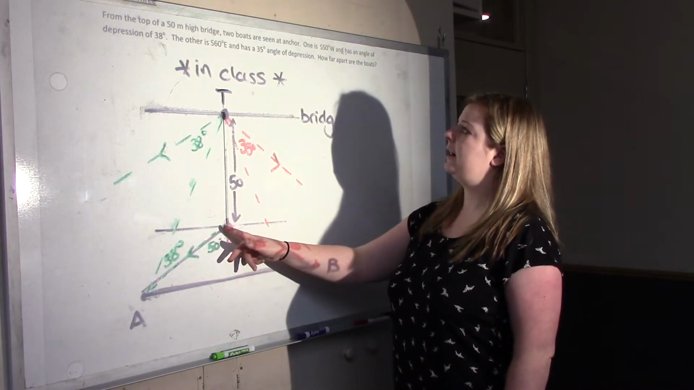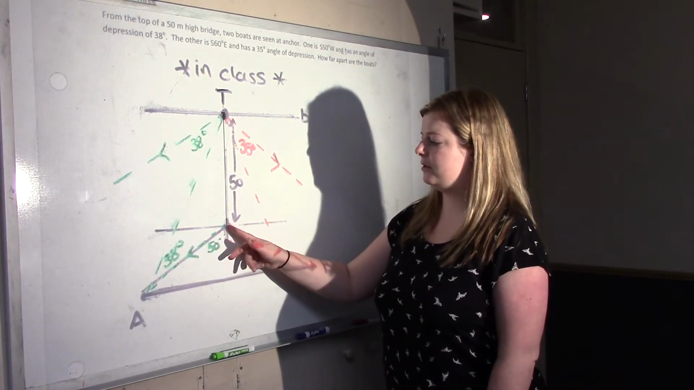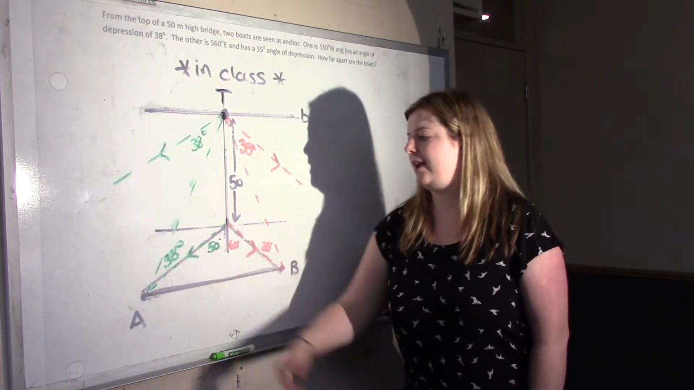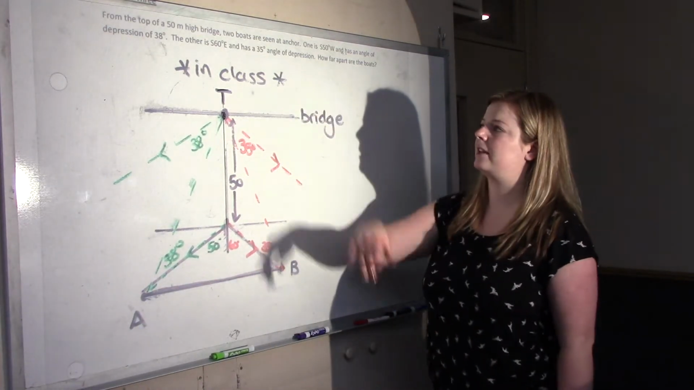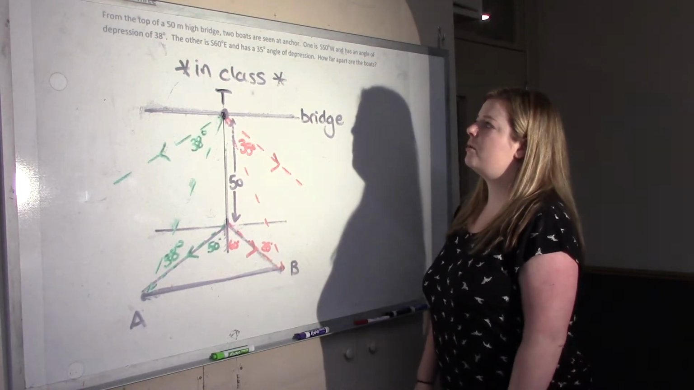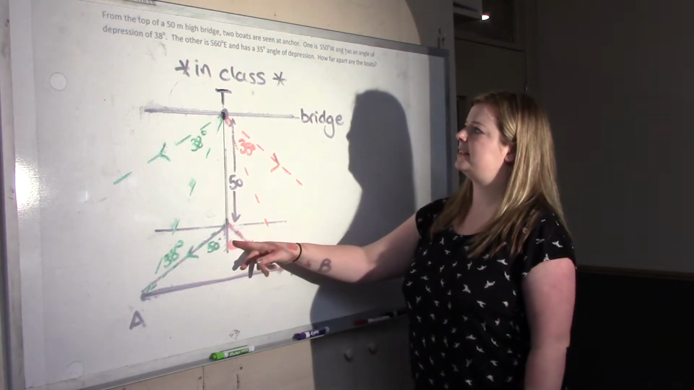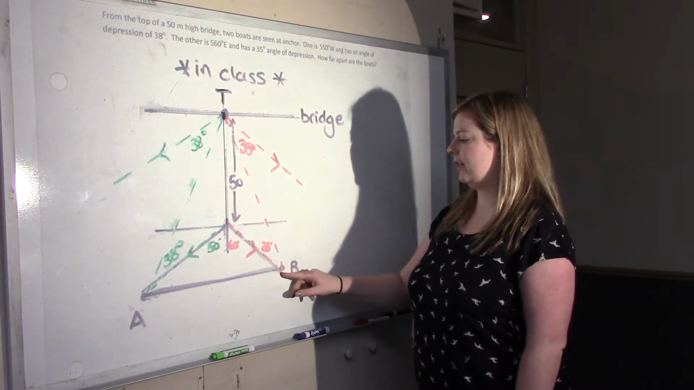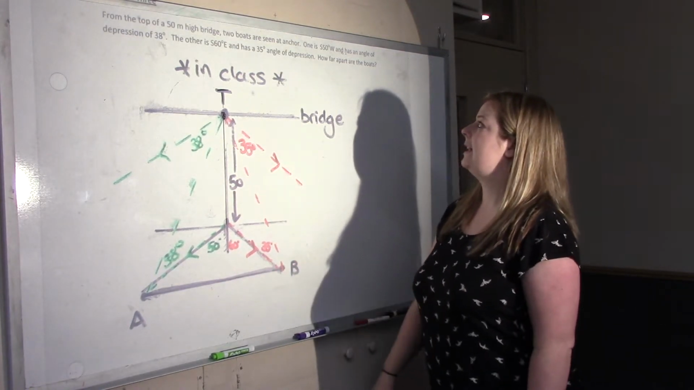Okay? So we don't know how far this is, but you can draw a line here that's a certain length out and make A. There's boat A. Don't worry about the angle of depression yet. The other boat is south, 60 degrees east. So you go south and then measure 60 degrees to the east and draw a line, and there you have boat B. It's chilling there.